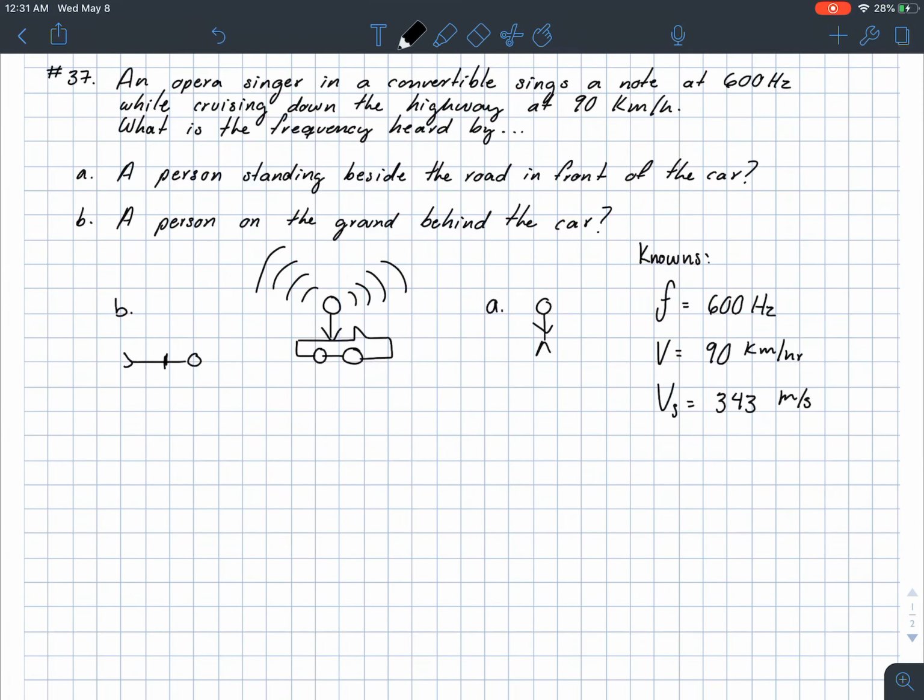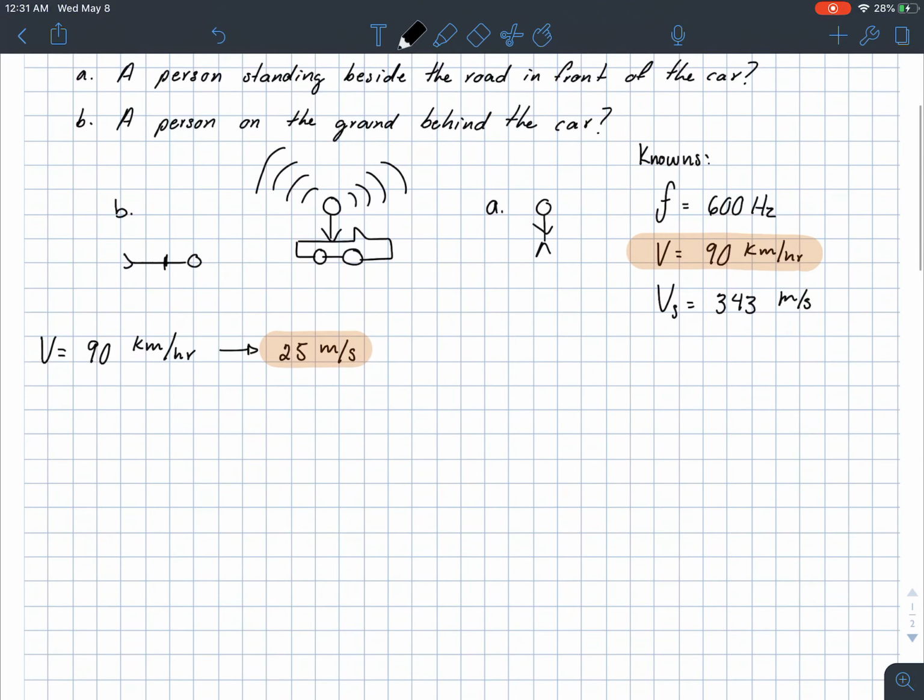Right off the bat, one thing we should also know is that our velocity here is given in kilometers per hour, and it should be changed to meters per second. So before we proceed, let's go ahead and change that. So 90 kilometers per hour should be the same as 25 meters per second. And that is in the same units as our velocity of sound. So let's go ahead and start solving.